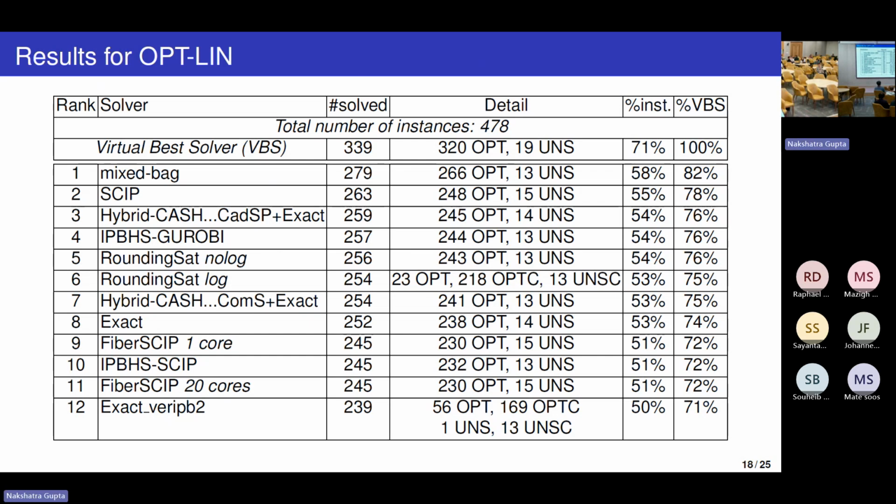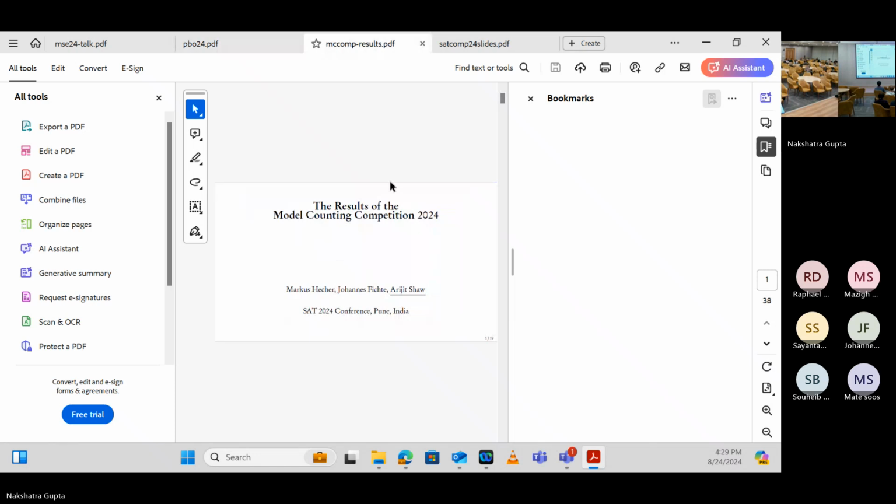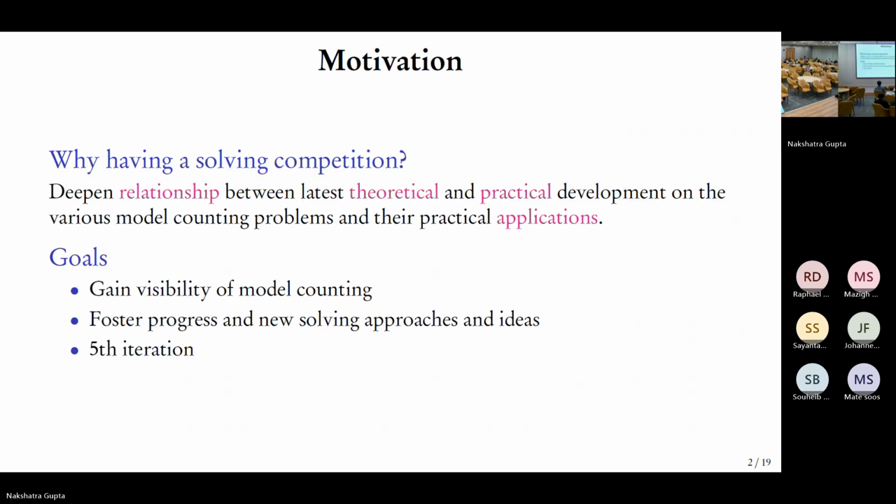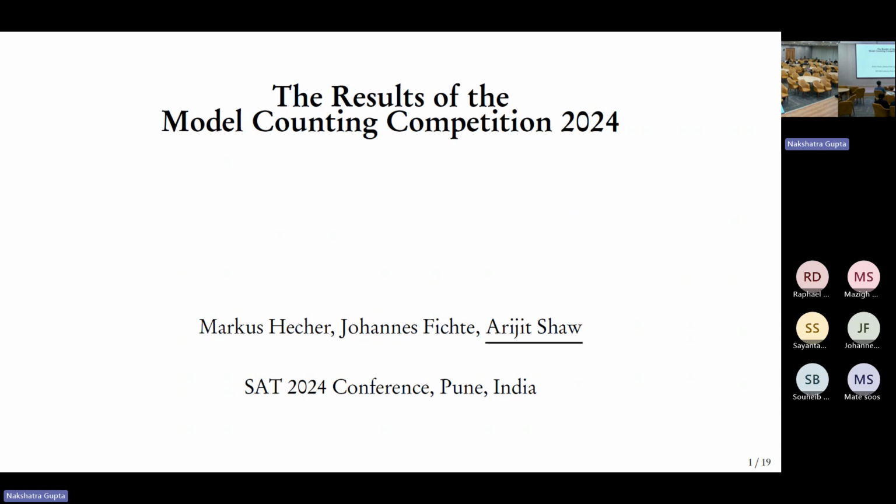All right, I'll hand over to Arjun for model counting. Hi, good afternoon, everyone. So now I'll be presenting the results of this model counting competition. This model counting competition has been there since 2020, and Johannes and Marcus have been organizing this since then. And this year I decided to assist them in organizing the whole process. So it is 3 of us.